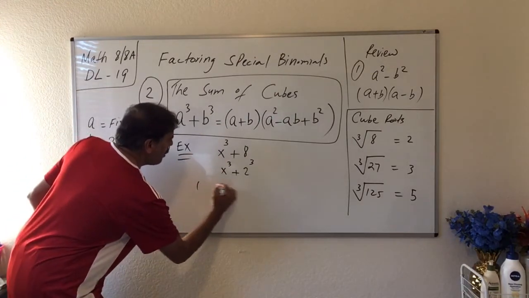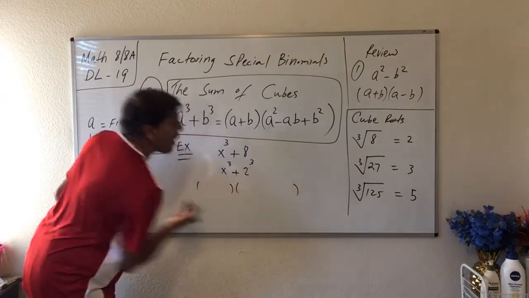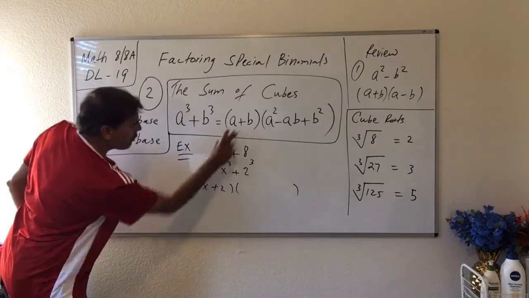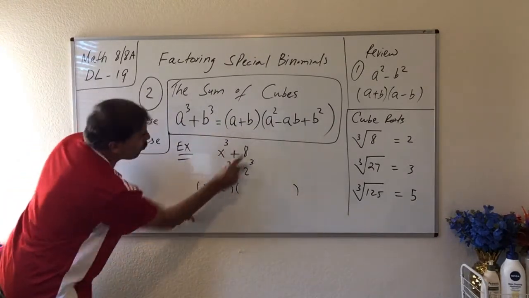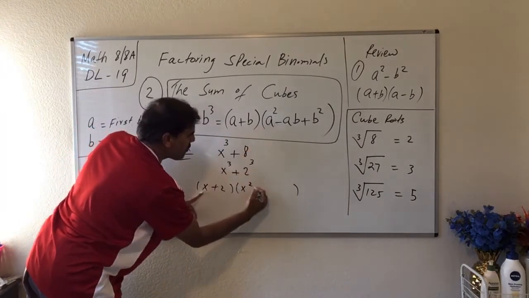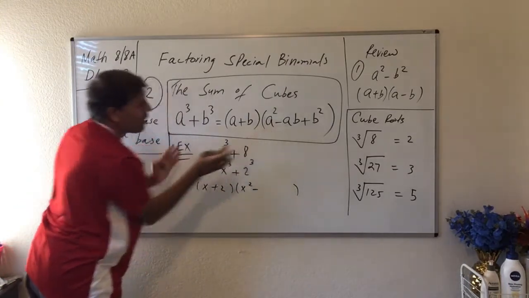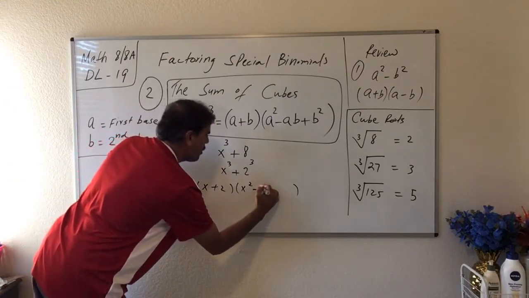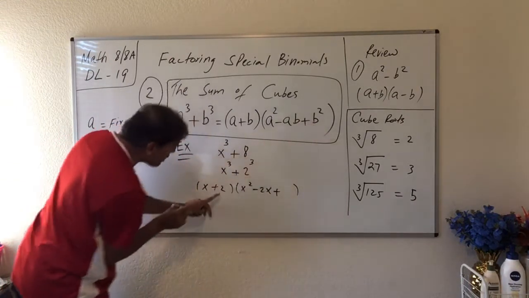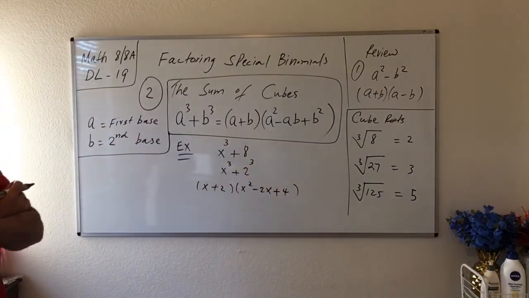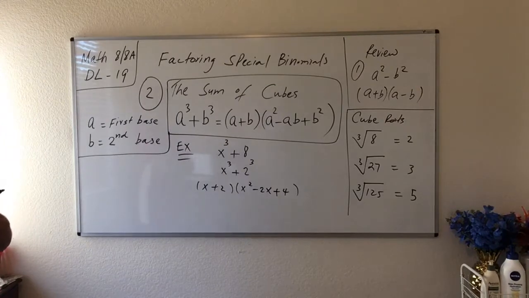How are you going to write the answer? It's always going to be binomial times trinomial. Here we look at a plus b. So a is x plus 2, that's the binomial. Now you take the square of the first, x squared, then minus, multiply these two, a times b, which means the first base times the second base. What is 2 times x? It's 2x. Plus b squared, the second base, 2 squared, is what? 4. And that's the answer: a plus b times a squared minus ab plus b squared, so in this case, x plus 2 times x squared minus 2x plus 4.